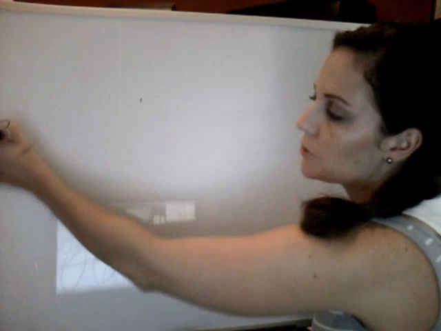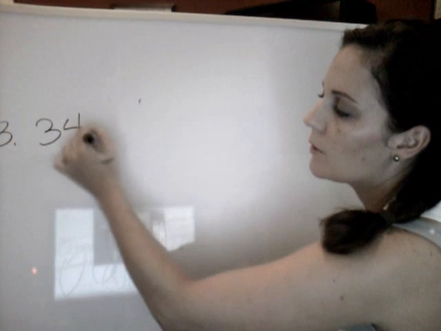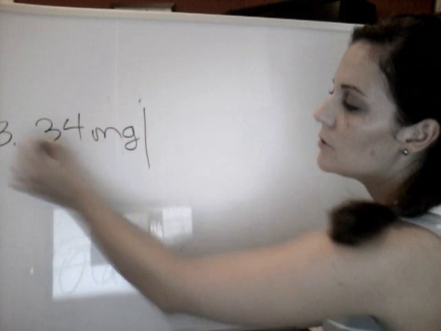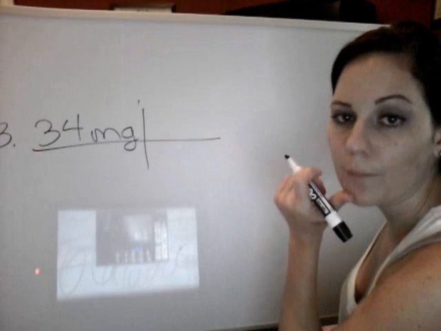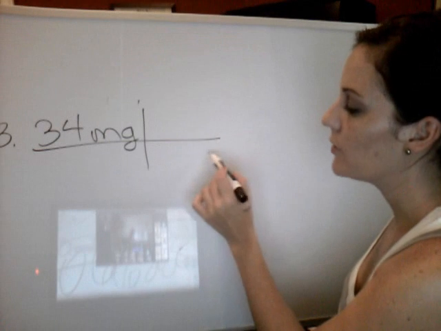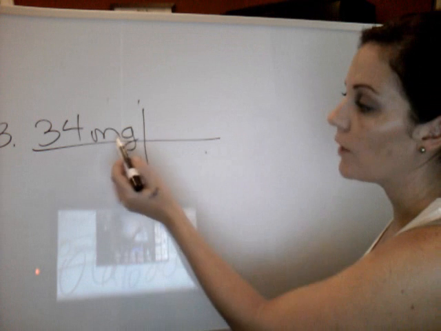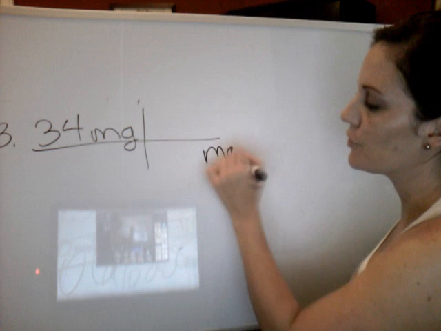Number 3, going from milligrams to micrograms. A microgram is another 1/1000th fraction. 1 microgram is 1,000th of a milligram. Okay, so number 3, start with what you know. You have 34 milligrams. Do your T-bar. Think about what goes down here. Whatever's up here goes down here for your conversion factor.